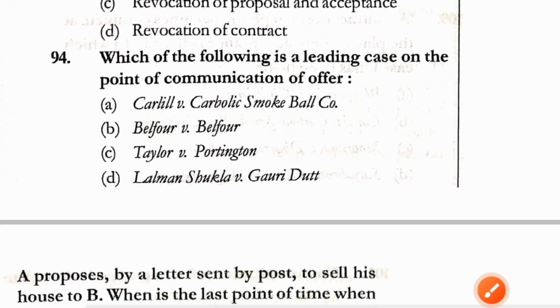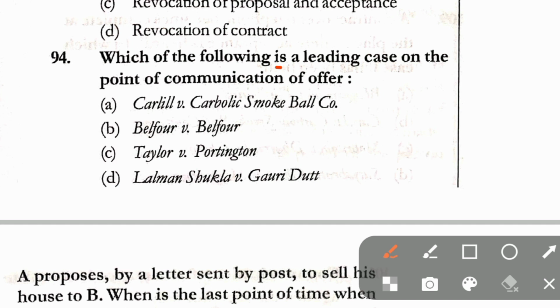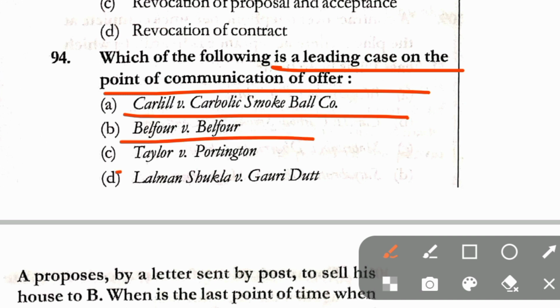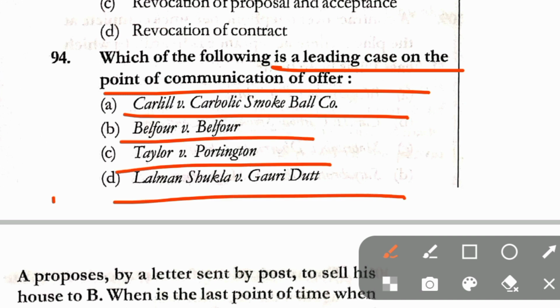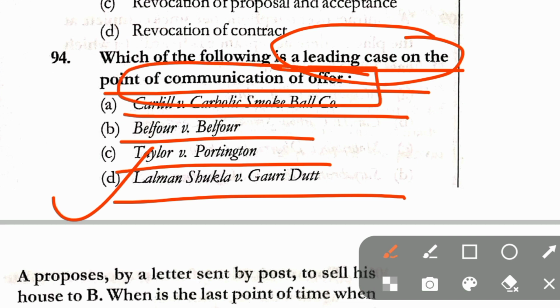Now let us proceed to question number 94. Which of the following is a leading case on the point of communication of offer? Carlill versus Carbolic Smoke Ball Company; Balfour versus Balfour; Taylor versus Portington; and D, Lalman Shukla versus Gauri Dutt. Here the correct answer is option D. Lalman Shukla versus Gauri Dutt is a leading case on the point of communication of offer.